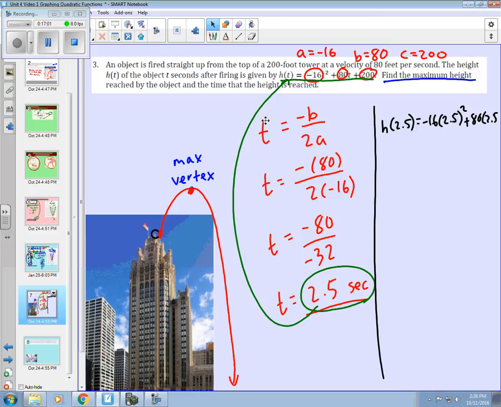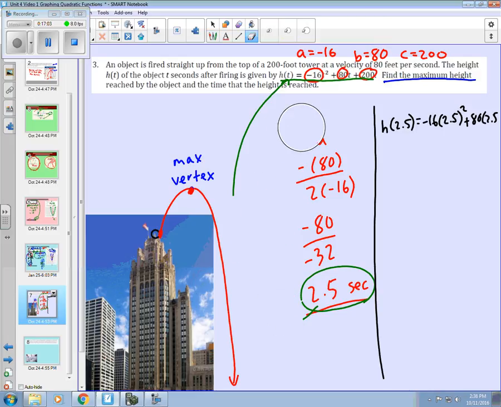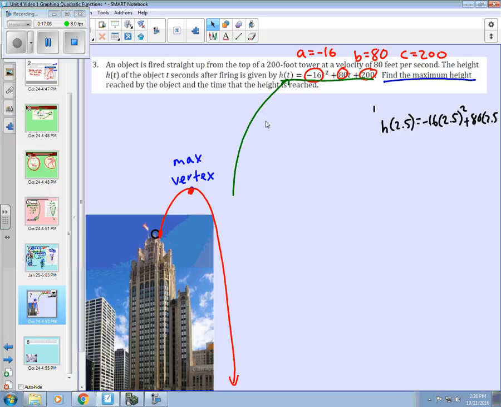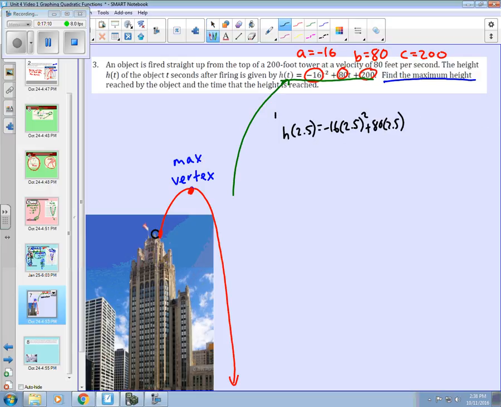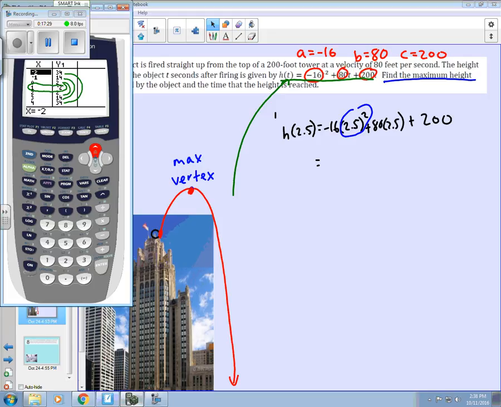Now I'm running out of space here, so I'm going to erase this. So now plugging that in, and this is something you could do on the calculator too. Figure out what that equals and see what you get. But recall, if you're not using the calculator, make sure you do this squared first before you multiply by negative 16. Otherwise, it's not going to come out. But this would be a good one to use the calculator on. Let's just type that in and see what we get here.